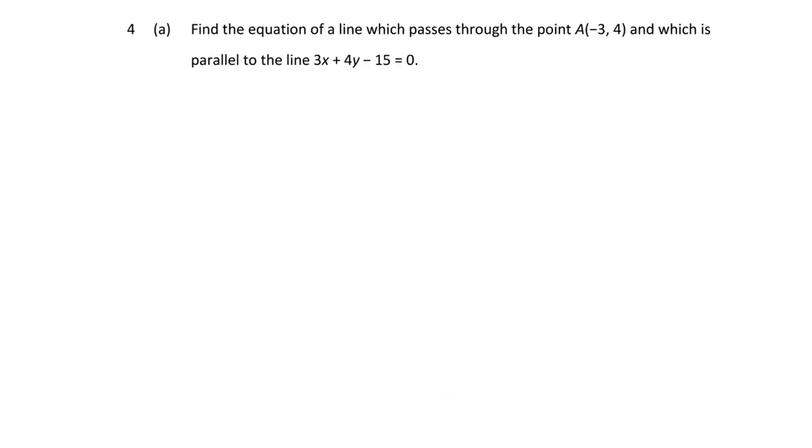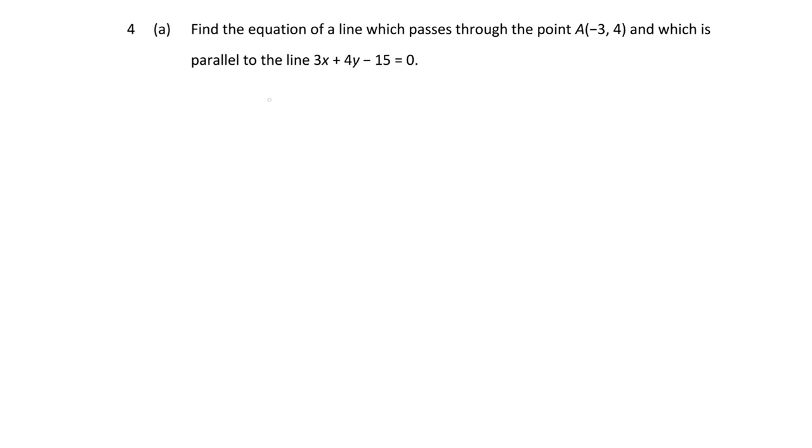Question number 4, part A. Find the equation of a line passing through the point A with the coordinates -3, 4, and it is parallel to the line 3x plus 4y minus 15 equals 0. Okay, so this is a coordinate geometry problem. Something to note is that parallel lines have equal gradients.